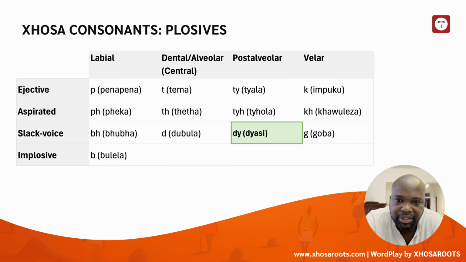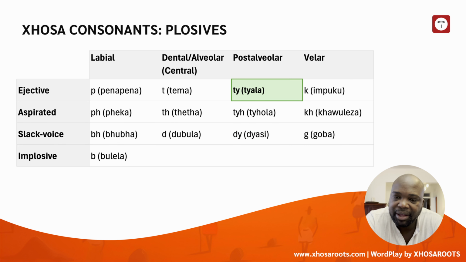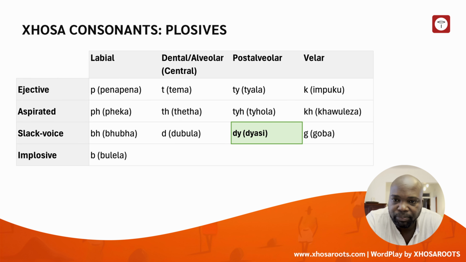The slack voice, gya, ikyasi, ikyasi, which I believe is a nativization, so to speak, of a borrowed word. You know, ikyasi, which refers to a coat or a jacket. So the postalveolars are kya, kya, and gya.